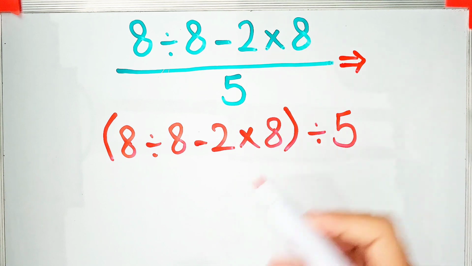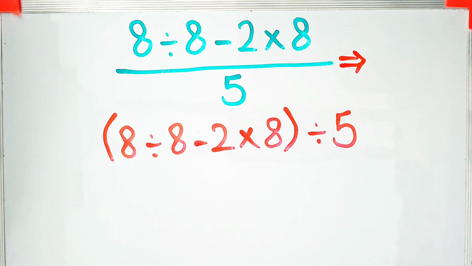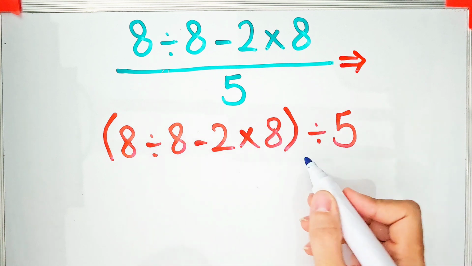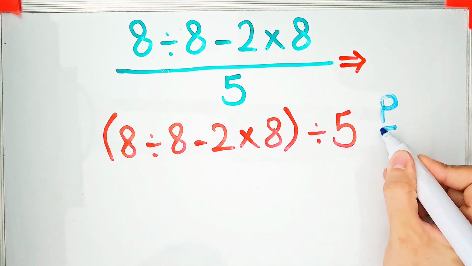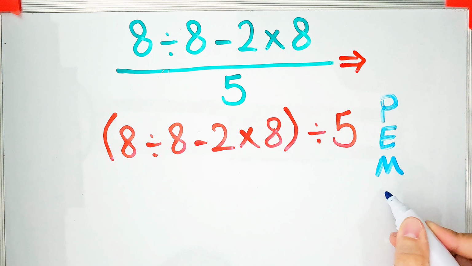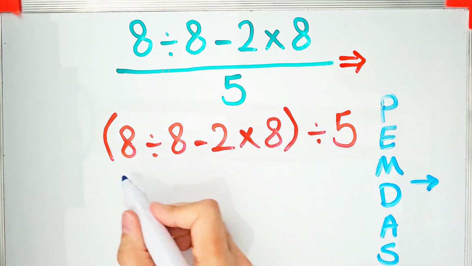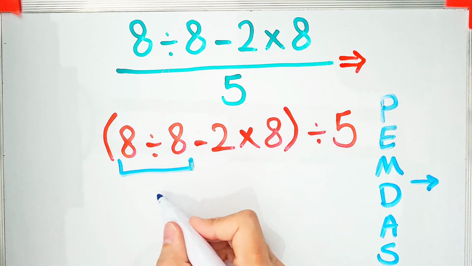According to the order of operations, first we simplify the parentheses. Inside the parentheses, we have division, subtraction, and multiplication. According to the PEMDAS rule, first we do division, after that we do multiplication. Because multiplication and division have the same priority, we start from the left and simplify. 8 divided by 8 equals 1.